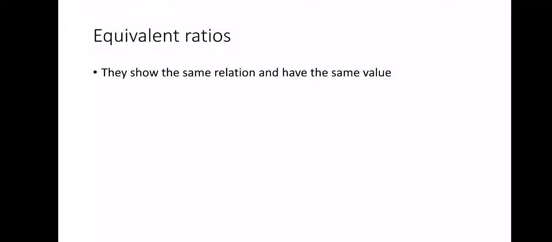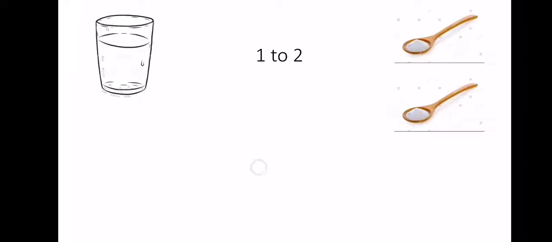First, let's understand what an equivalent ratio means. Equivalent ratios are ratios that show the same relation and have the same value. If you remember, when we took equivalent fractions, equivalent ratios are exactly the same. I told you that you can have more than one fraction that are equal in value, although the numbers are different, but the value of them is the same. Here also, for equivalent ratios, I can have different numbers, but the value of these ratios is the same. That's why we call them equivalent.